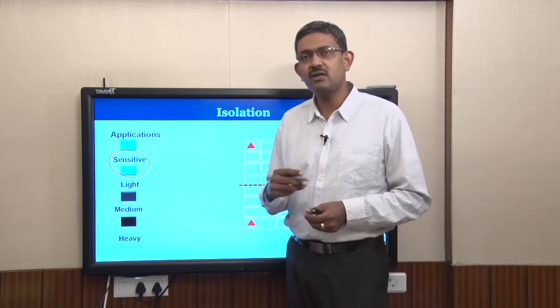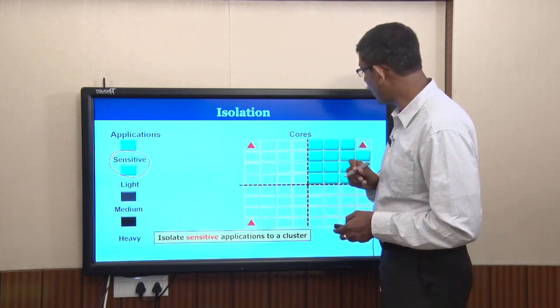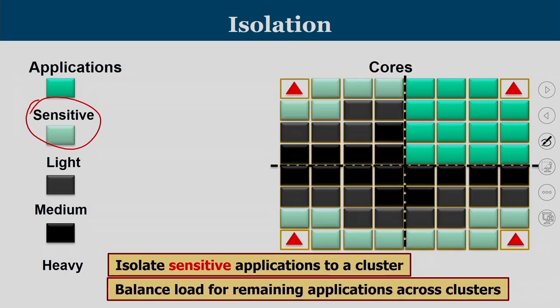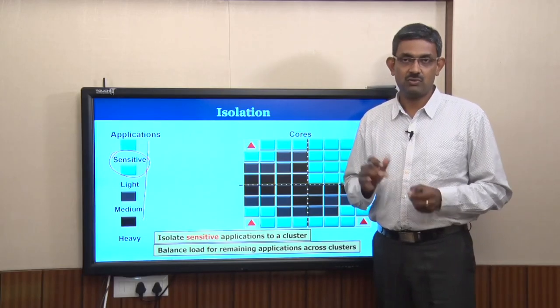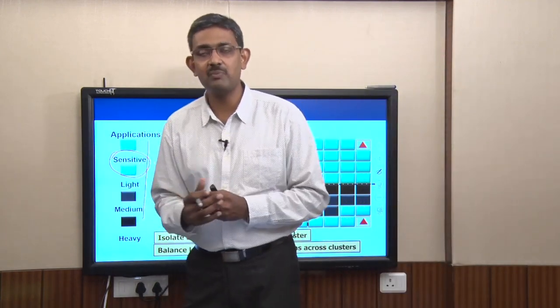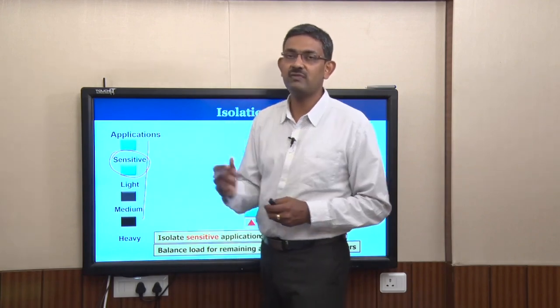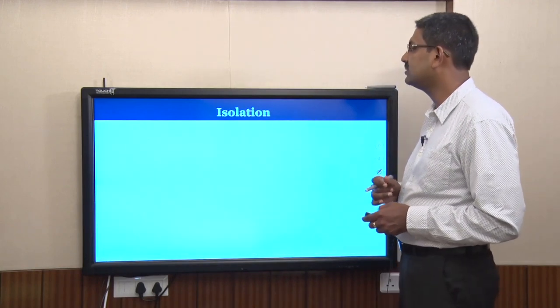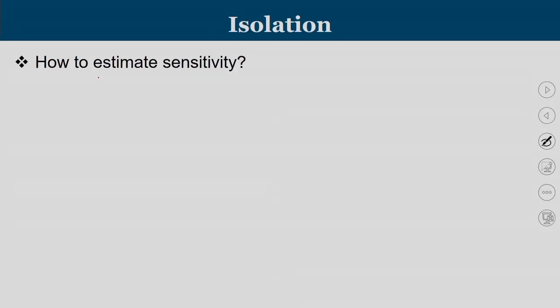So in such a context, it is always preferred to map the sensitive applications into one cluster and map the remaining clusters with a fair mix of heavy as well as light applications. Thereby we make sure that sensitive applications are not interfering with other non-sensitive applications. So a certain area can be reserved for sensitive applications such that their performance is not impacted by the presence of others, and the rest of the area can be filled with the right mix of heavy as well as light applications. Now, how will you estimate sensitivity? That's a crucial design question.